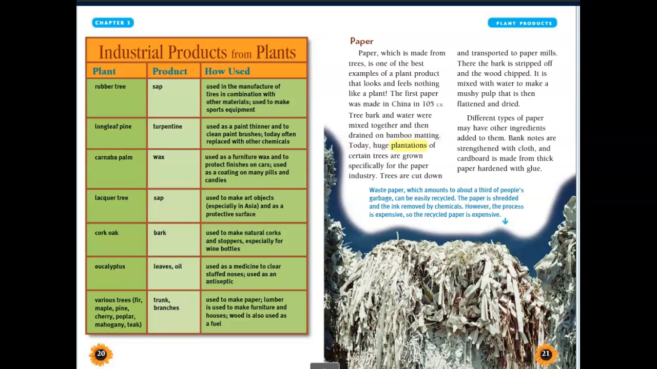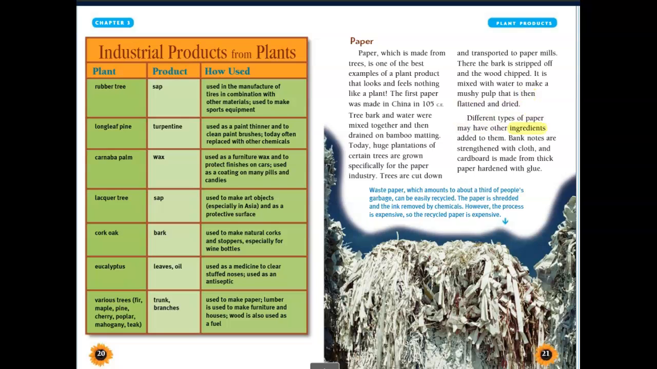Today, huge plantations of certain trees are grown specifically for the paper industry. Trees are cut down and transported to paper mills. There, the bark is stripped off and the wood chipped. It is mixed with water to make a mushy pulp that is then flattened and dried.